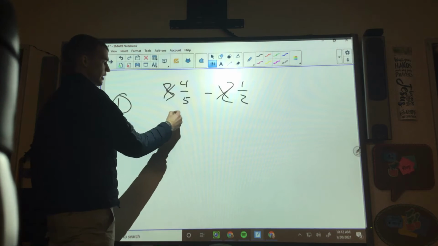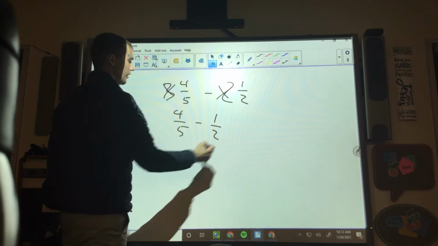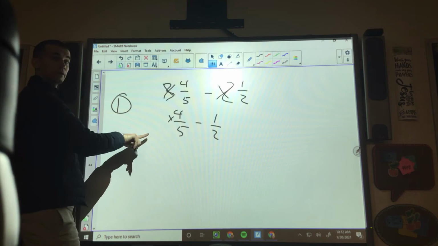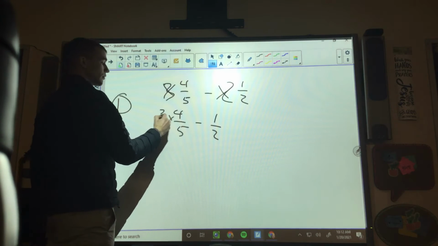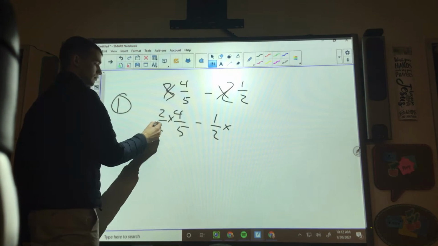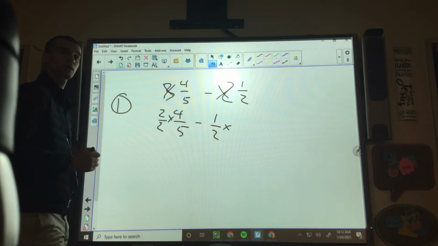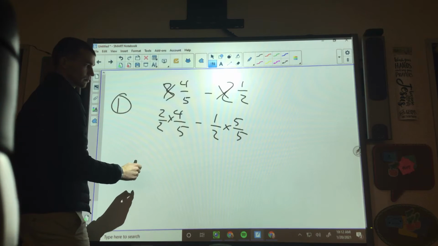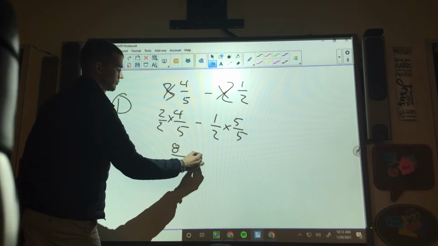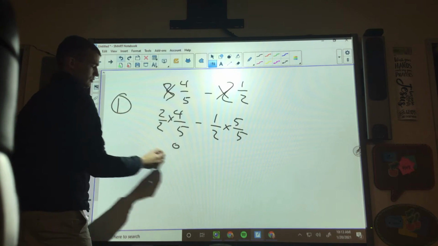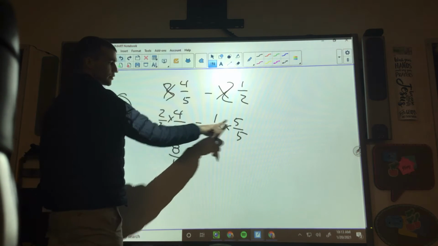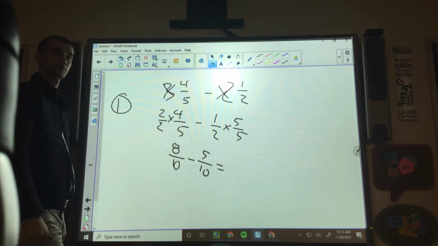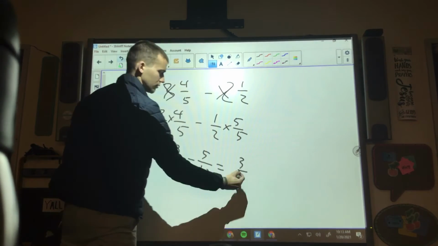Okay, common denominator is 10. You're right. 4/5 minus 1/2. So here I multiply by 2, 5 times what? 2 over 2. Raise your hand if you got something or I'm looking at you. And over here? 5 over 5. Yep. 2 times 4 is? 8. And it's over 10. Minus 1 times 5 is? 5. And again, it's over 10. 3 over 10. And what's the whole number?